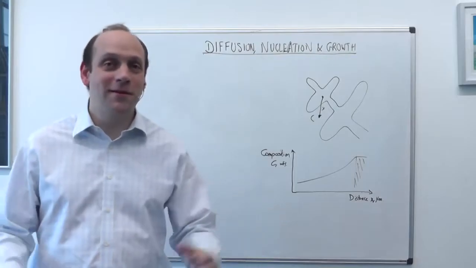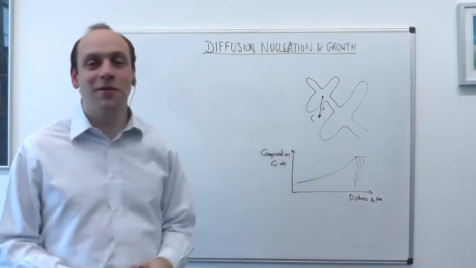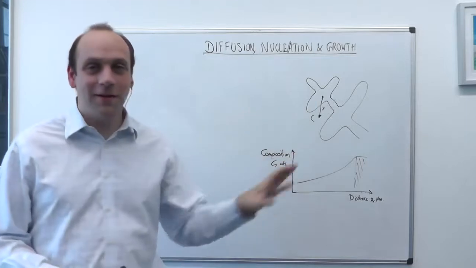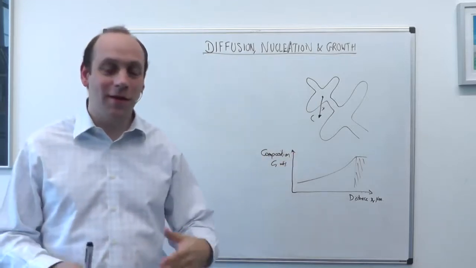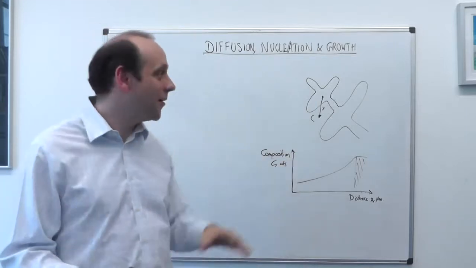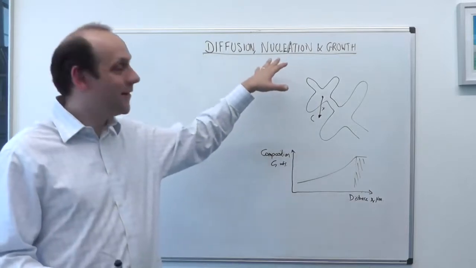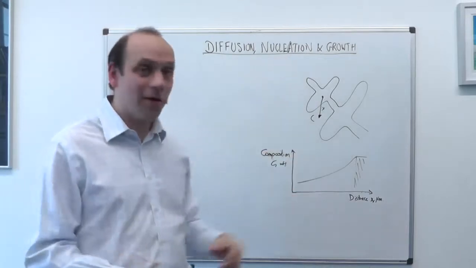Okay, so this piece is about diffusion, nucleation, and growth. So we're going to start out thinking about diffusion and then how we form microstructures, how they nucleate, how they begin, and how they then grow.